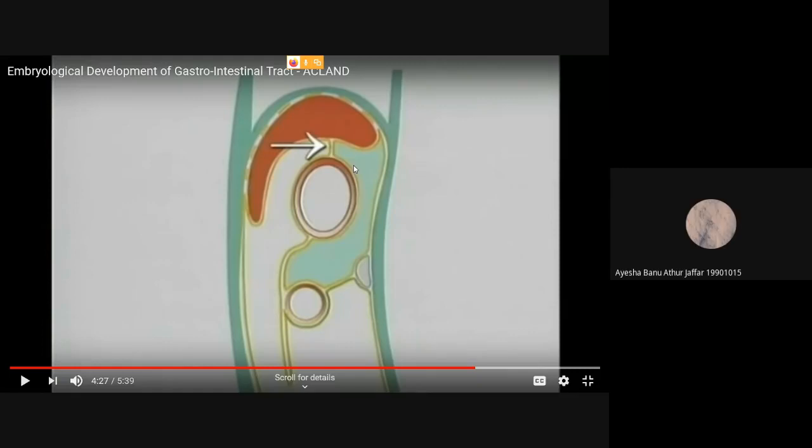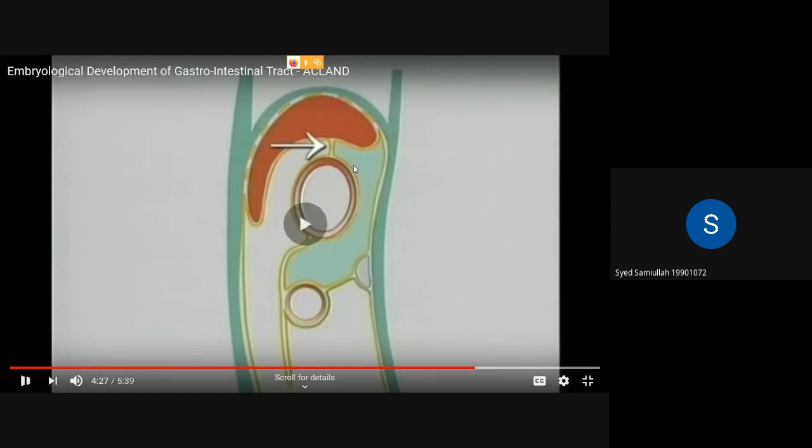Doctor, what is pushing the greater omentum to go and fuse with the transverse mesocolon? Like, what is pushing it down? It's not pushing. As it grows, it gets absorbed. So it's just going down by itself? Yes, it's going down by itself because of the growth of the other abdominal organs.